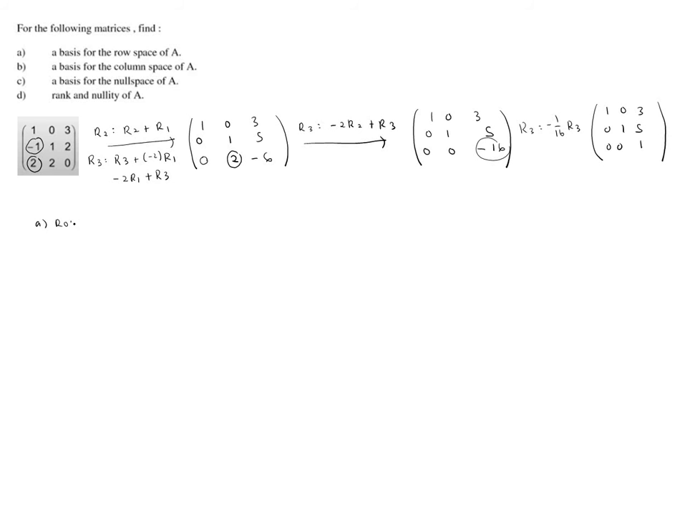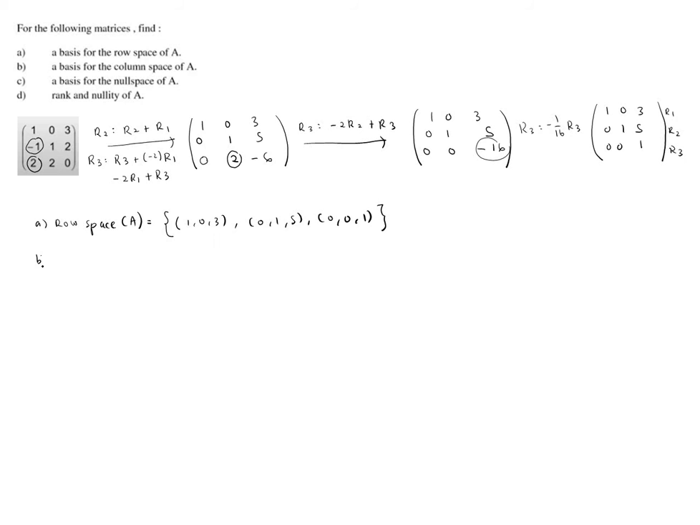First question for row space. Row space of A. So look for row with leading 1, R1, R2, and R3. Okay, how many rows do you think? 3. Okay, all row R1, R2, and R3. Ada satu, ada satu, ada satu. So we have 3. 1, 0, 3, 0, 1, 5, and 0, 0, 1.